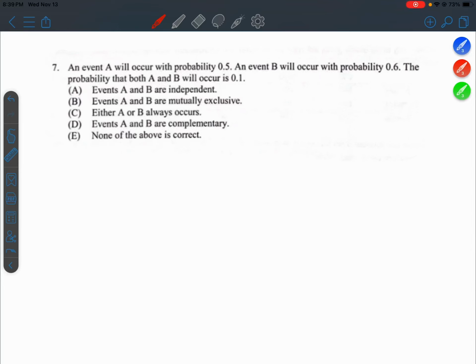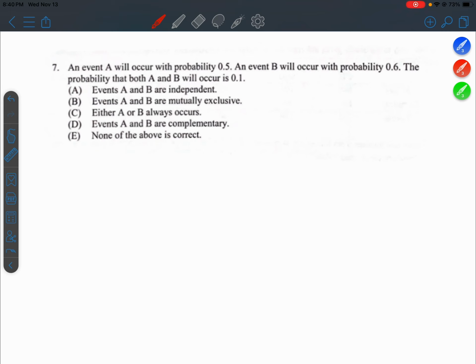Question 7. An event A will occur with probability 0.5, 50%. An event B will occur with probability 0.6, so 60%. The probability that both A and B will occur is 0.1, so 10%. All right, there's 5 statements. I guess we are picking the one that's true.